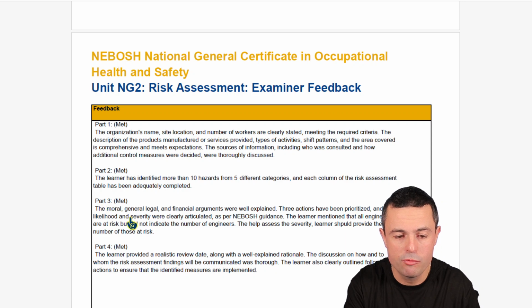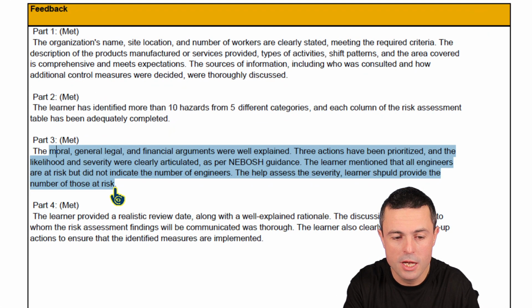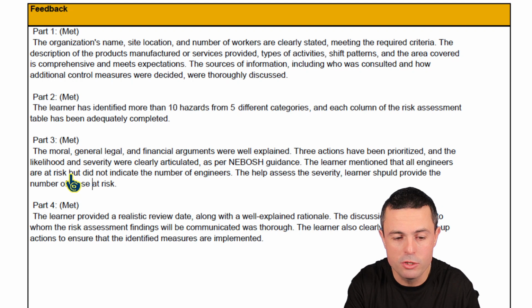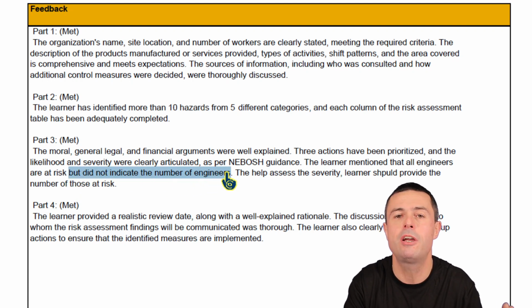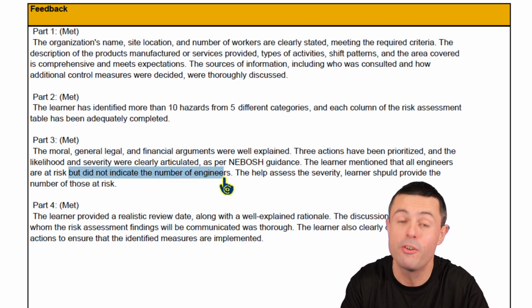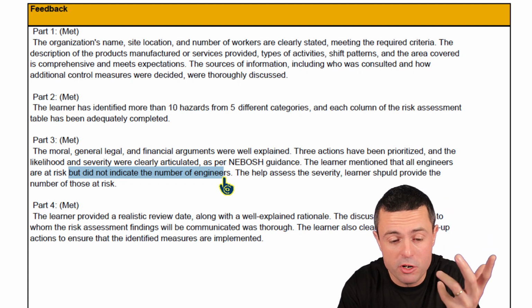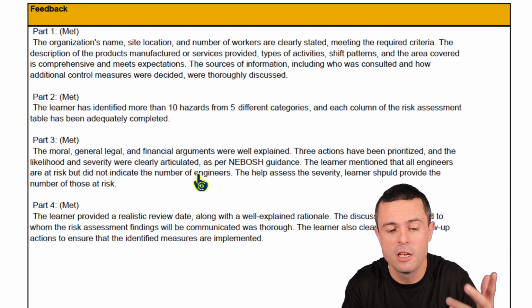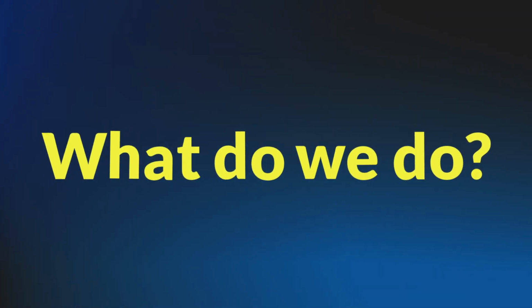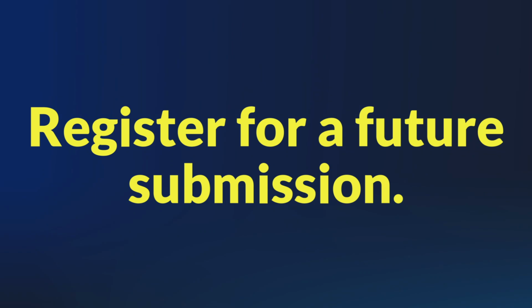And here we've got part 3. It's going to tell us what happened. And it says, well, here we did not indicate the number of engineers. Right, okay, so that is the one thing, very small thing actually. It's a very, very small thing which is preventing this particular student from passing. So what do we do? Well, unfortunately, we would have to register for a future submission.